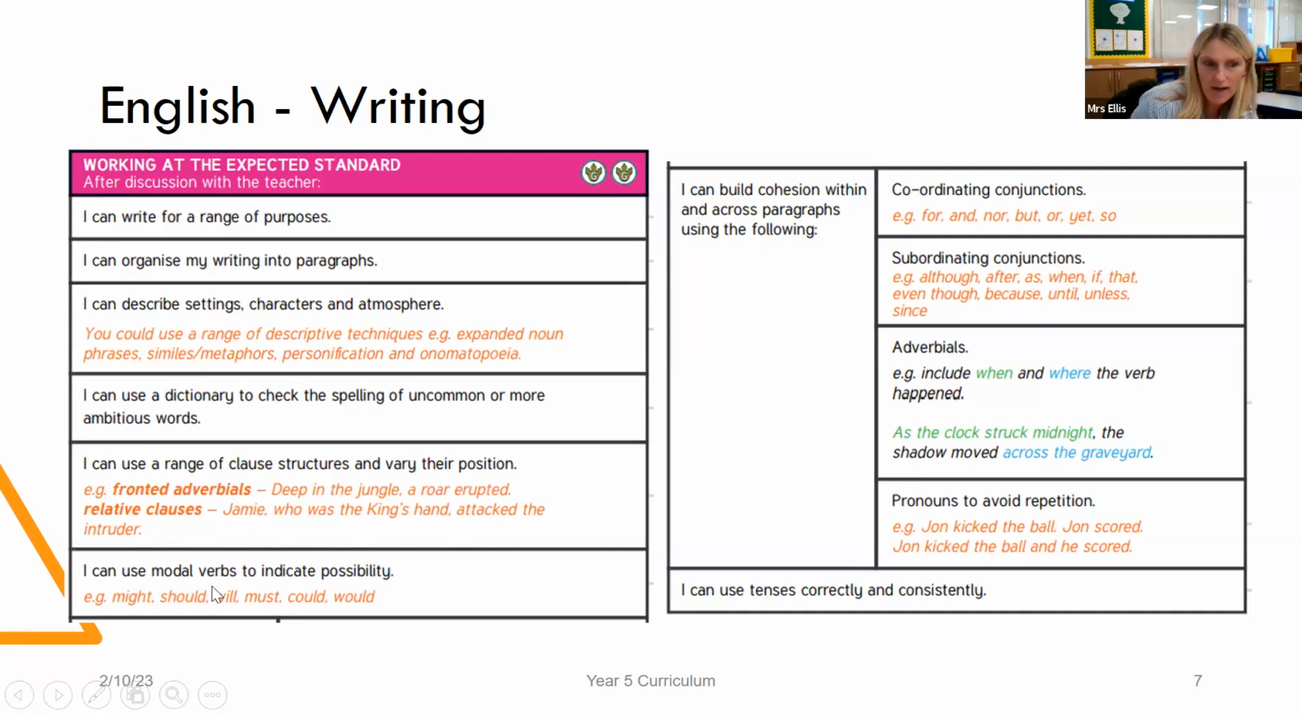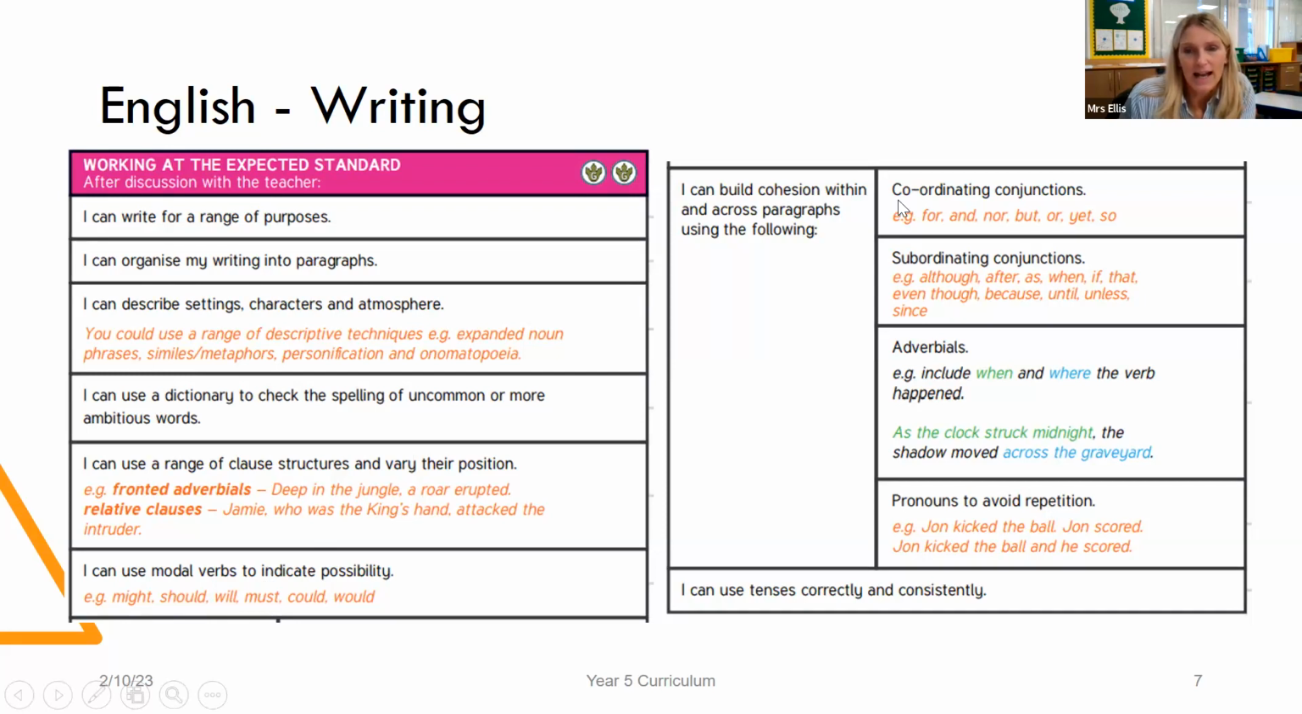Again, new to Year 5 is looking at modal verbs. The children will already have been using these, but we pick them out and identify what a modal verb is. So that's the probability that something might, should, will, must, could, or would happen.